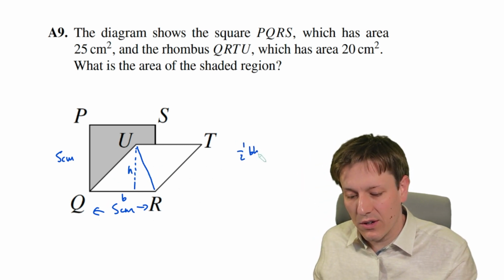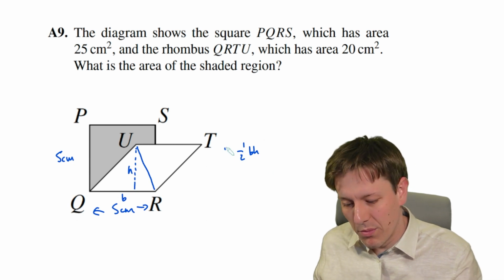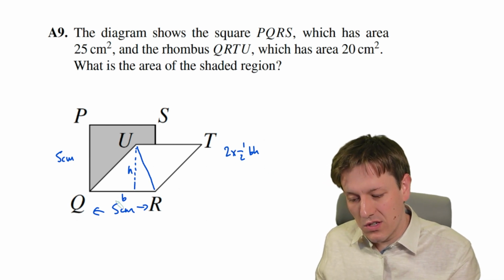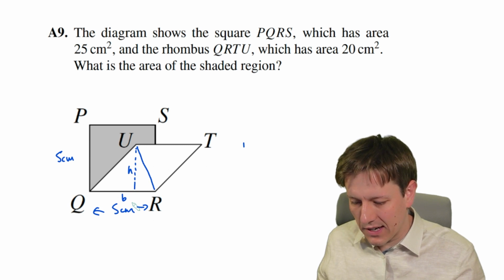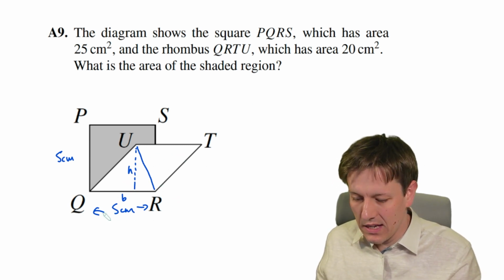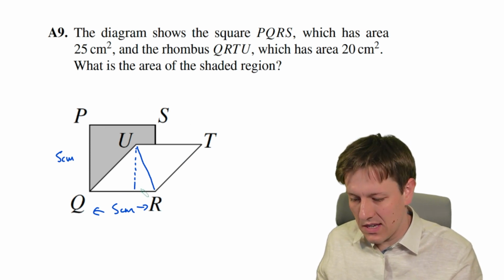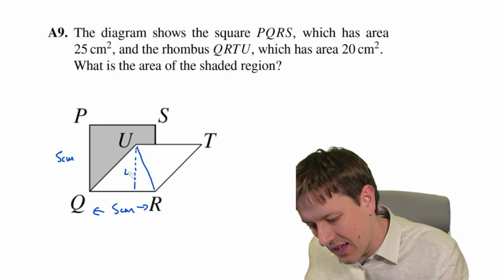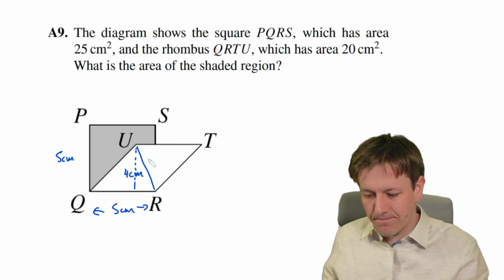Each of the individual triangles is a half times the base times the height. So the rhombus overall would be 2 lots of this, which is just the base times that perpendicular height. So you see, if the area of the rhombus is 20, then 5 times the height has to be 20, so that perpendicular height there has to be 4 centimeters.